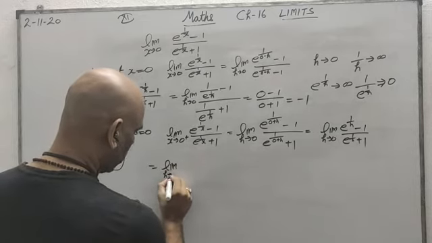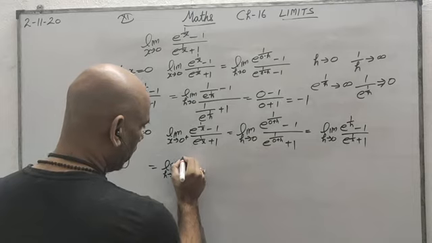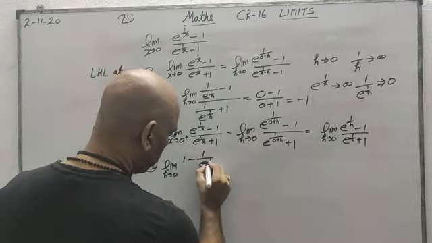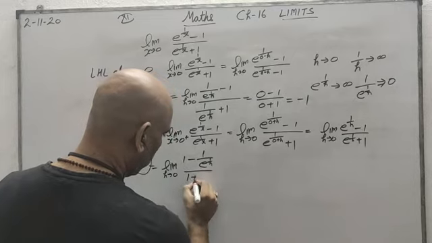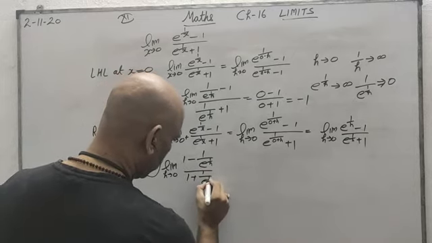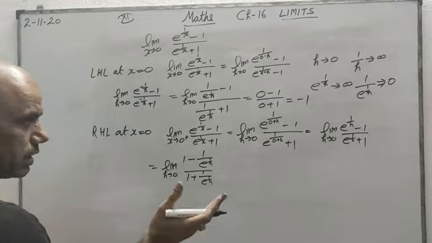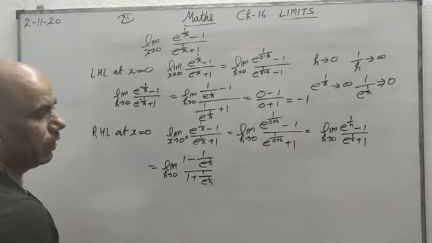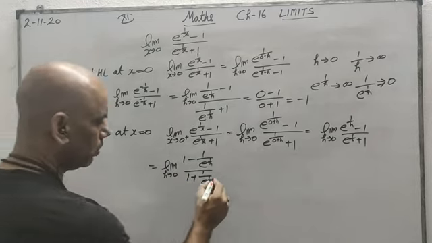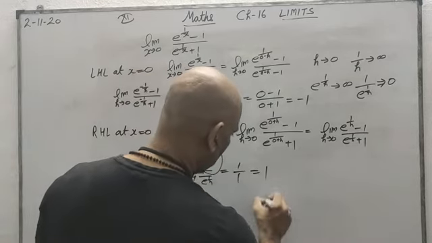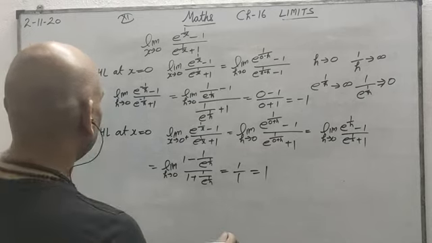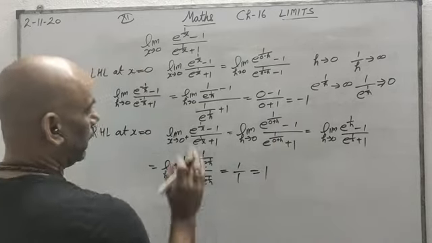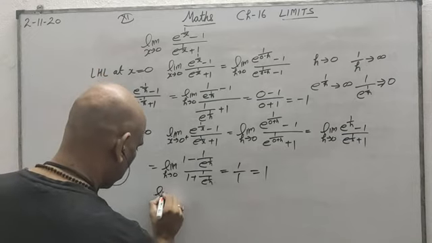Limit h tends to 0, I will write it as (1 minus 1 upon e to the power 1 upon h) upon (1 plus 1 upon e to the power 1 upon h). You can understand that I have divided both the terms by e to the power 1 upon h, then it will come into the picture. This will become 0, and hence 1 upon 1, the answer will be 1. And as you can see, the value of LHL is minus 1, the value of RHL is plus 1, hence the limit does not exist.